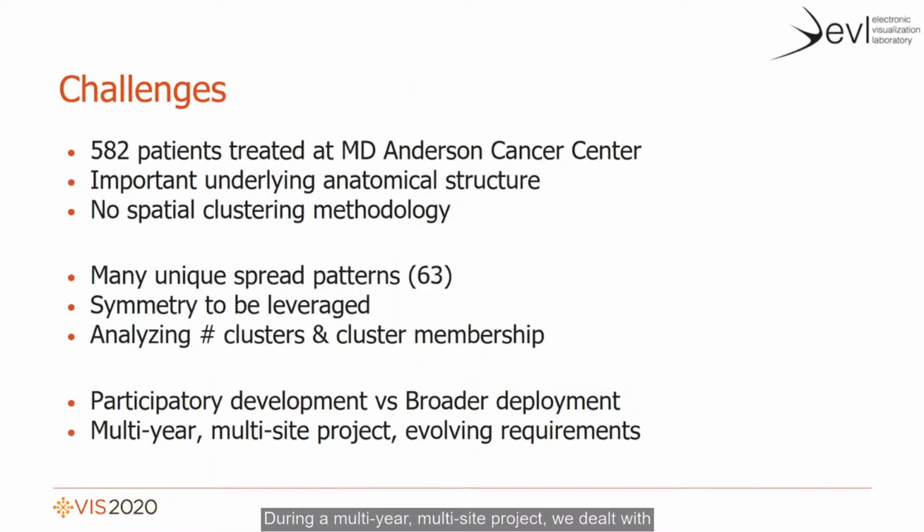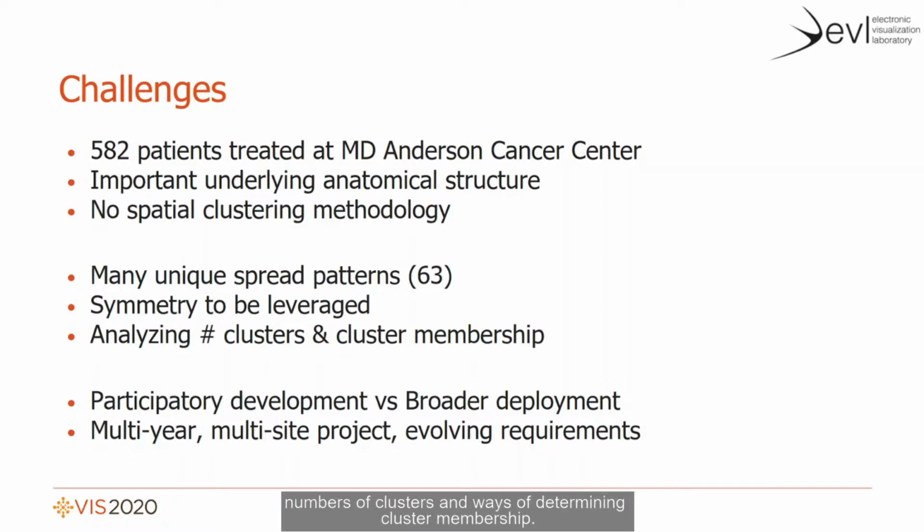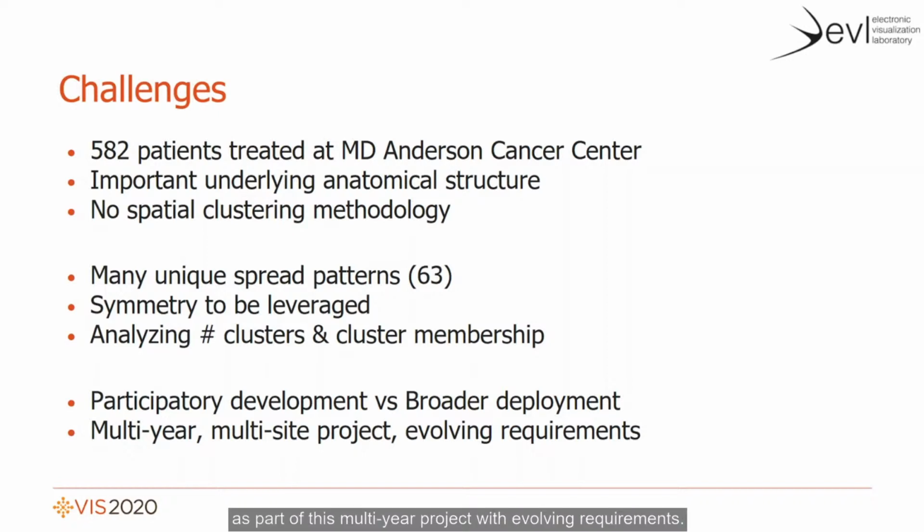During a multi-year, multi-site project, we dealt with a large number of patients treated at the MD Anderson Cancer Center. We aimed to find patient clusters based on the important underlying anatomical structure of the disease spread. Despite a lack of computational methodology for this kind of spatial similarity, our spatial clustering method needed to consider many unique disease spread patterns and account for symmetry in the head. Furthermore, we experimented with different numbers of clusters and ways of determining cluster membership. Our methodology leveraged a period of participatory development to create a broader deployment as part of this multi-year project with evolving requirements.